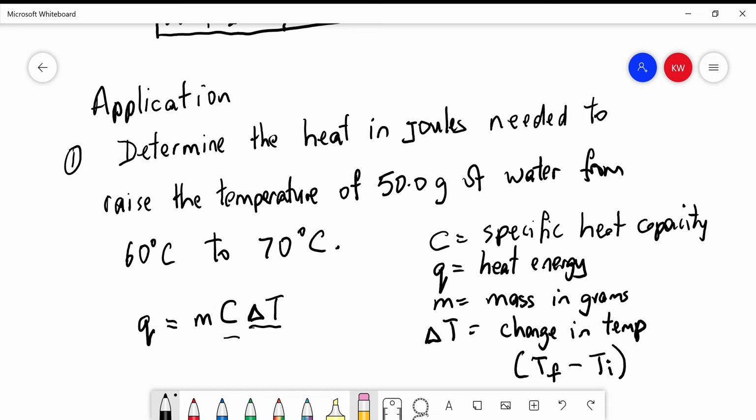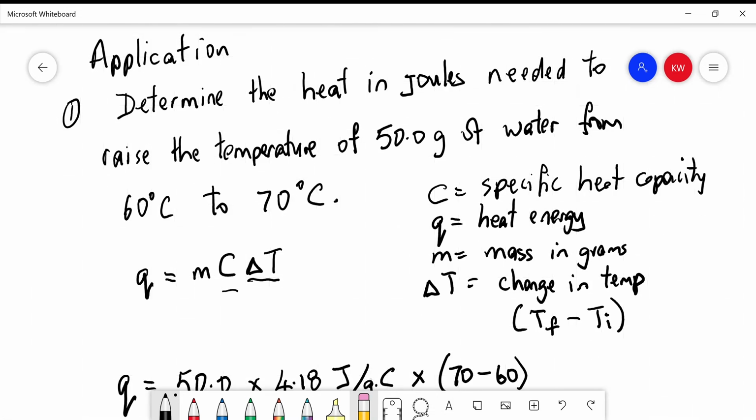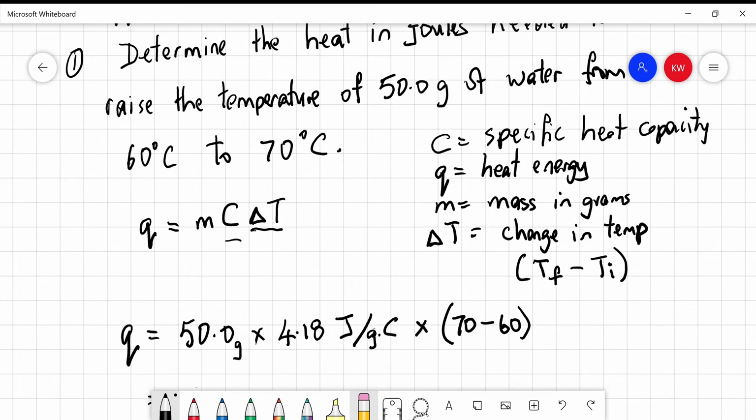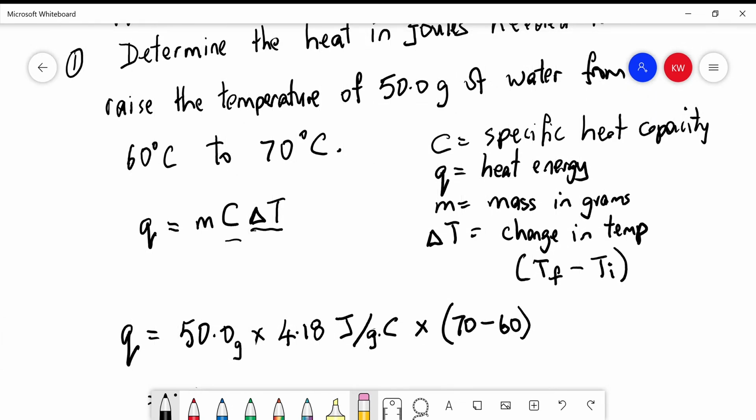Okay, so let's look at this question here. We want to determine the heat in joules. So that's Q. Q is the amount of heat. Q is equal to the mass, which is 50 grams, times specific heat capacity, 4.18 joules per gram per Celsius. And the temperature change is final temperature minus initial temperature. The unit will be C.